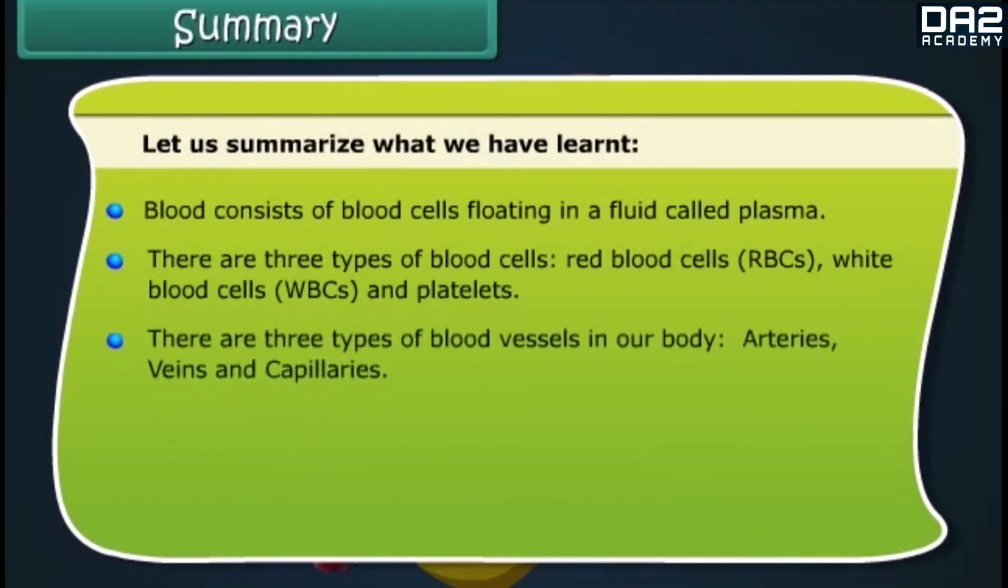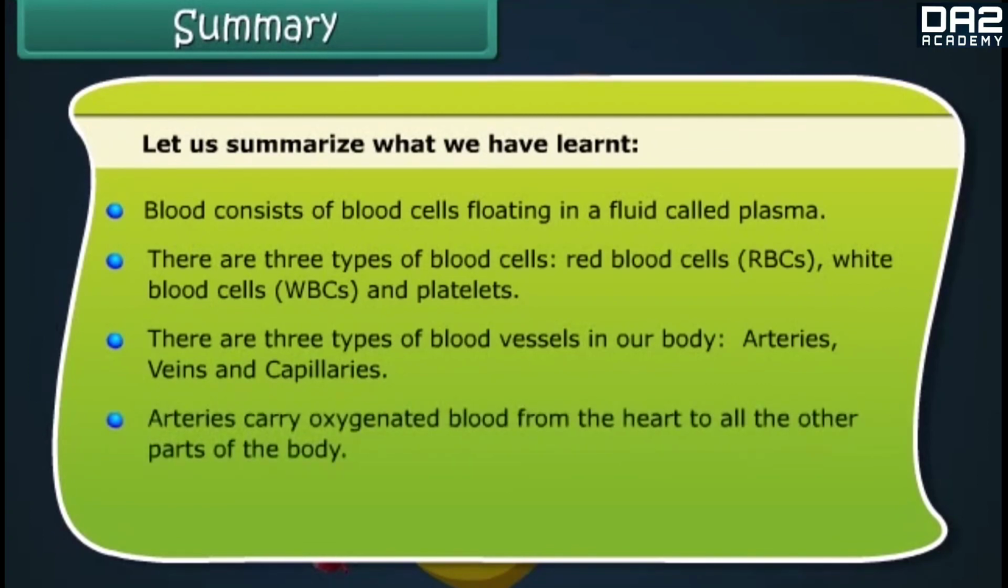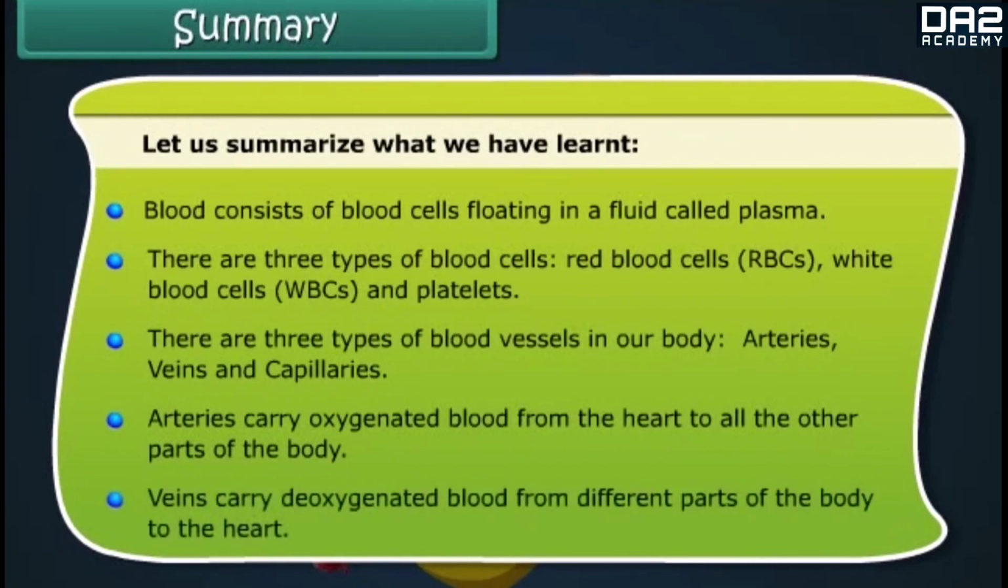There are 3 types of blood vessels in our body: arteries, veins, and capillaries. Arteries carry oxygenated blood from the heart to all the other parts of the body. Veins carry deoxygenated blood from different parts of the body to the heart.